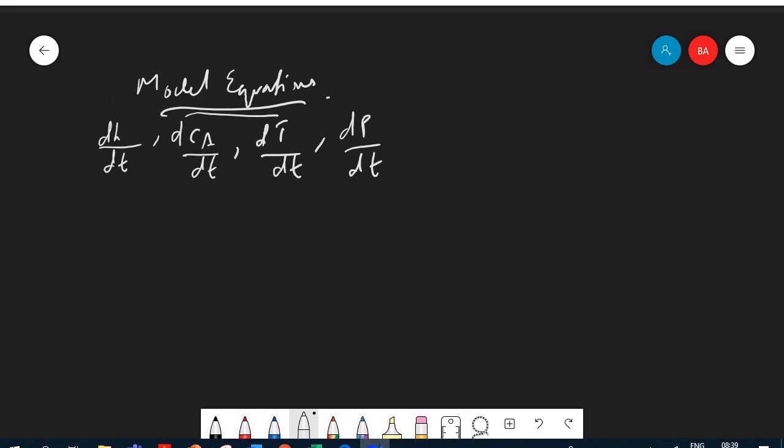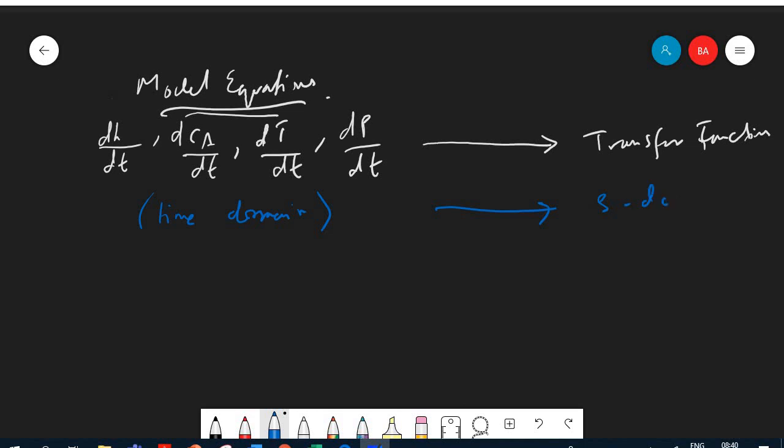And what we want to do, we want to take that from the time domain to the S domain, where we call them transfer functions. So what do we have? We have time domains. We want to take that into the S domain. And how to do that? Doing that is through applying Laplace. And if we want to go from the S domain to the time domain, we need to do Laplace inverse. So this is where we are standing now.